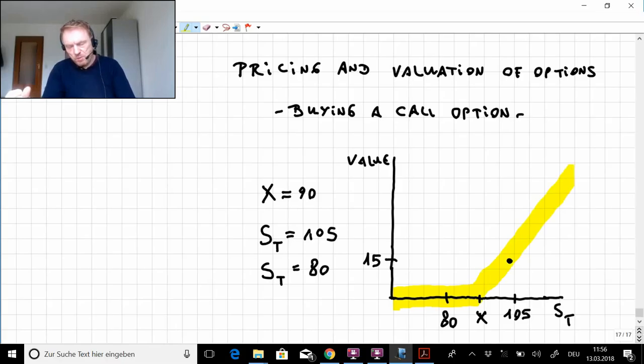So this is first the payoff, and then the profit, if there is no price at all for the call option. This is the payoff and the profit of the call option if you long it, if there is a long call, so if you buy the call option.